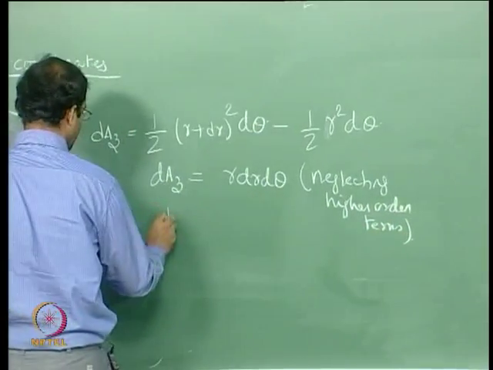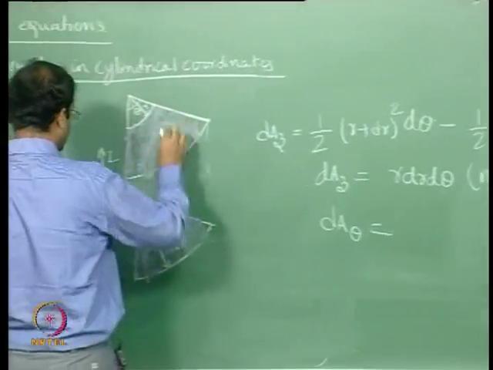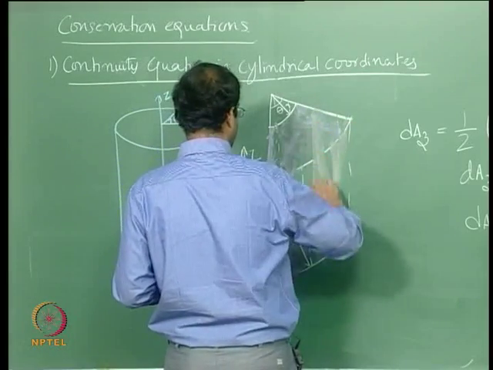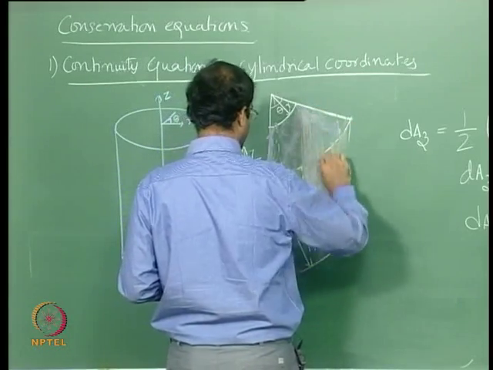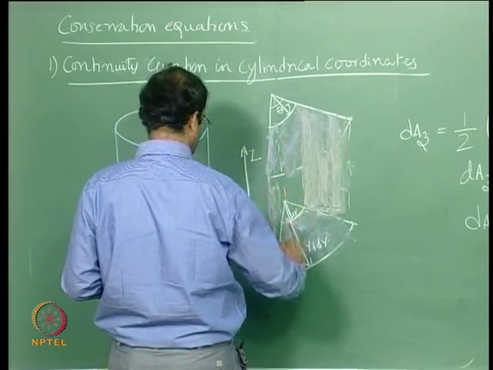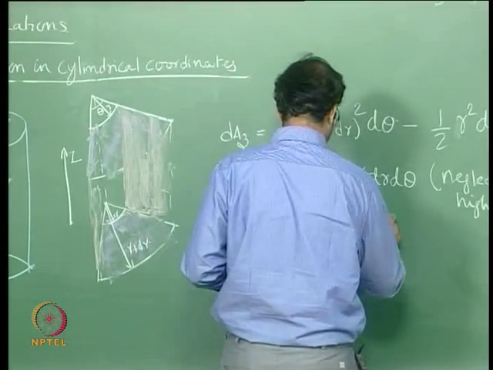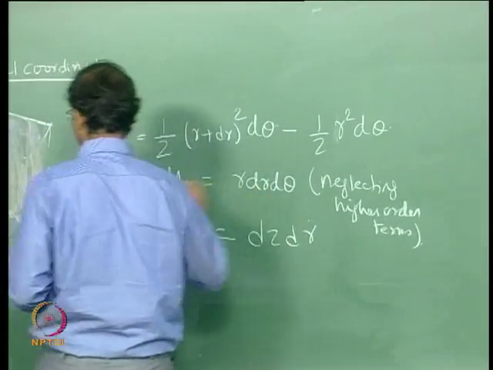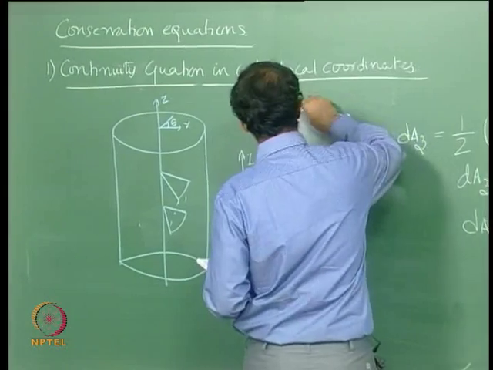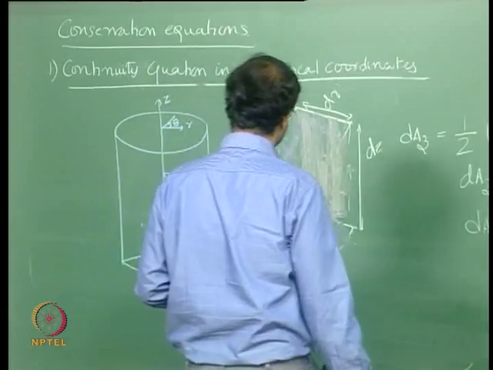And similarly, the variation with respect to theta direction, that is if you look at the region which is shaded in red, so that is your d A theta. The one which is left is this, the other one is this. Therefore in this particular case you can write this as dz into dr, because this is essentially dz and this is basically dr. So this can be written as dz times dr.